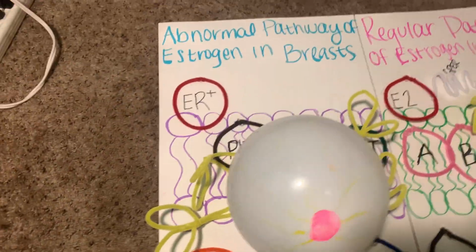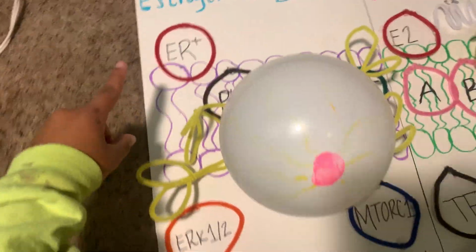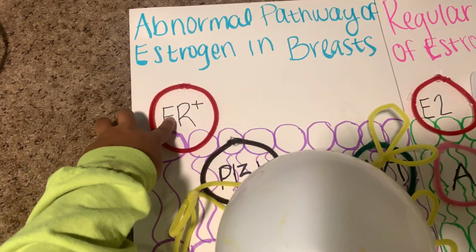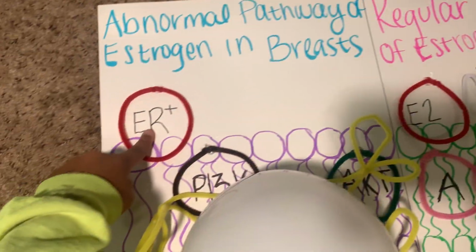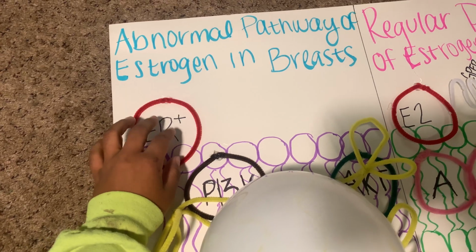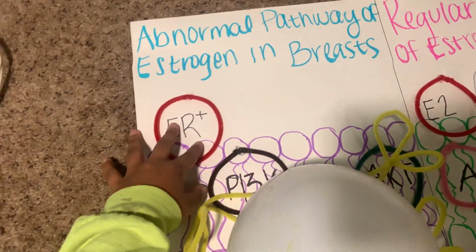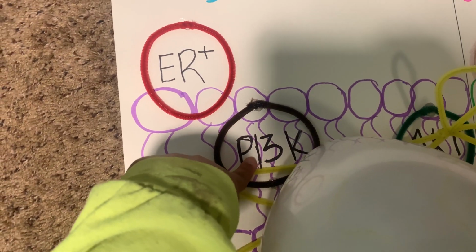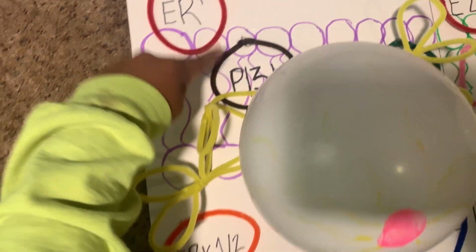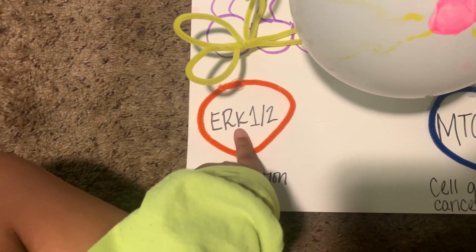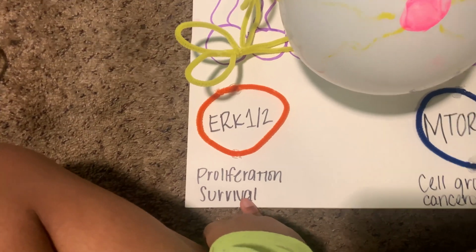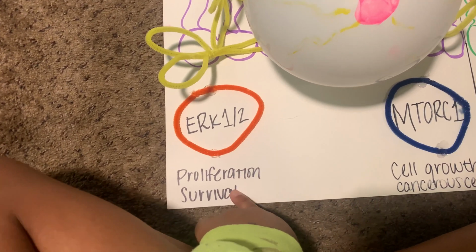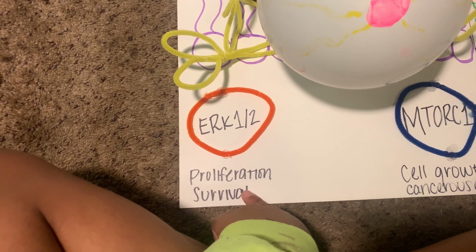Now, if we look at the abnormal pathway, we also have another ER+. But as you see, the GPER is not connected to the ER+, meaning estrogen is dropped at an uncontrollable rate on this one. So the estrogen goes down to the PI3K. The PI3K can lead it to ERK1 or 2, which is proliferation survival, meaning as many cancer cells as it creates, they most likely will survive.